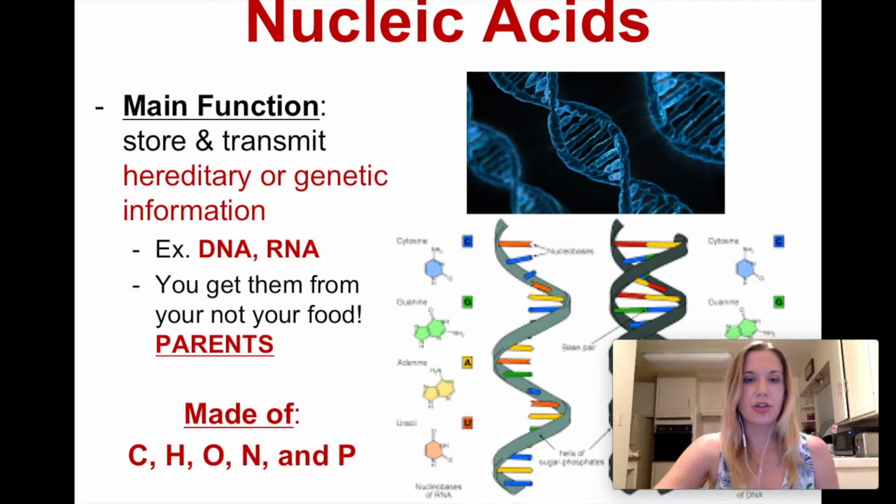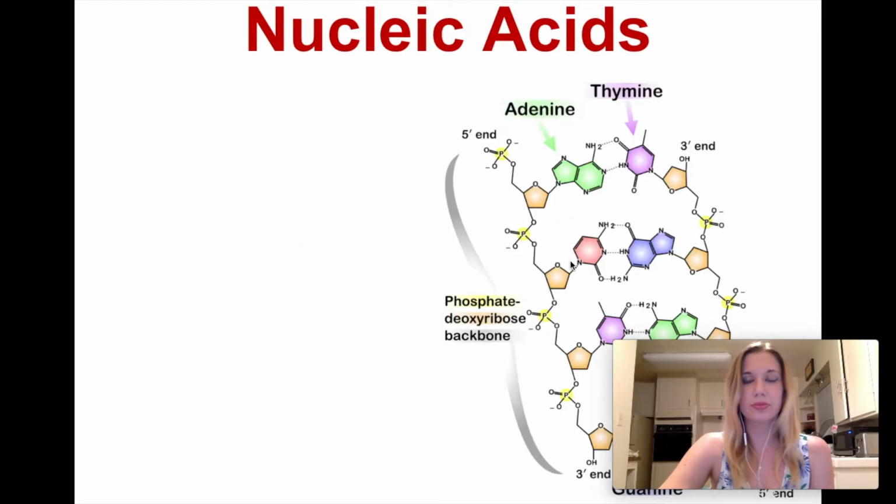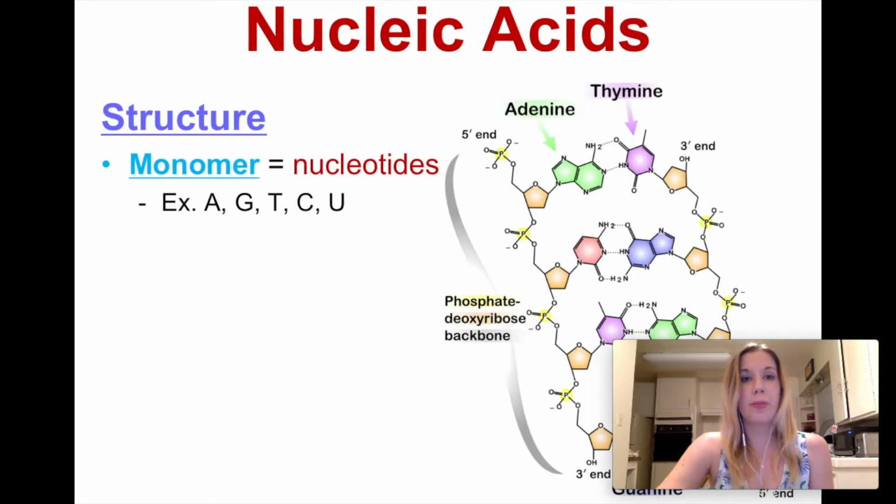Nucleic acids are made up of carbon, hydrogen, oxygen, nitrogen, and phosphorus. Just start thinking about what each macromolecule is made up of. Nucleic acids also have nitrogen and phosphorus. The monomer of nucleic acids is called a nucleotide, and there are 5 types of nucleotides that are used in our genes.